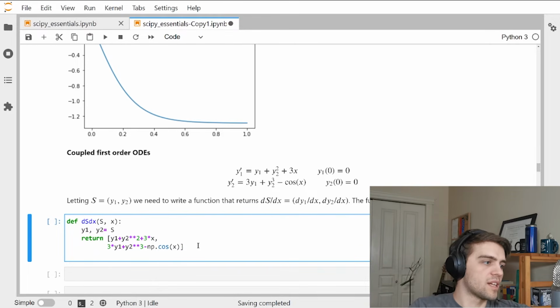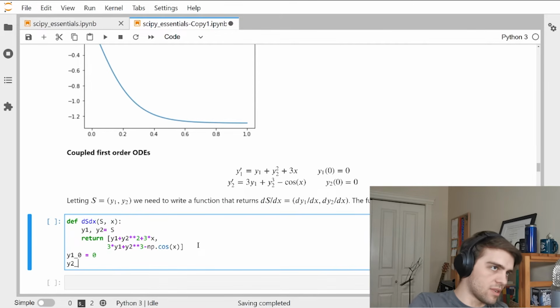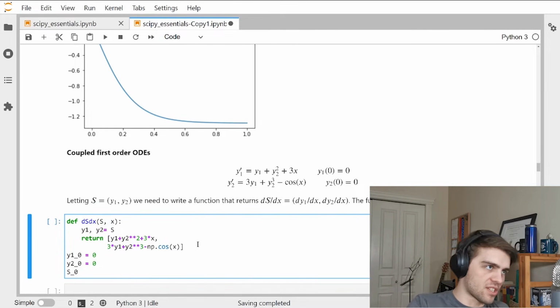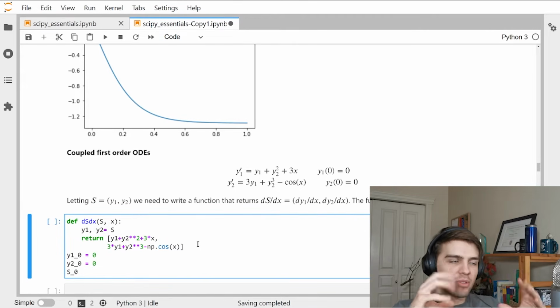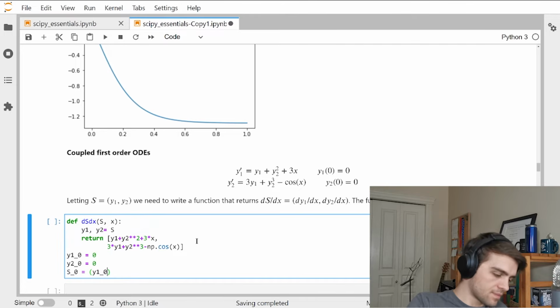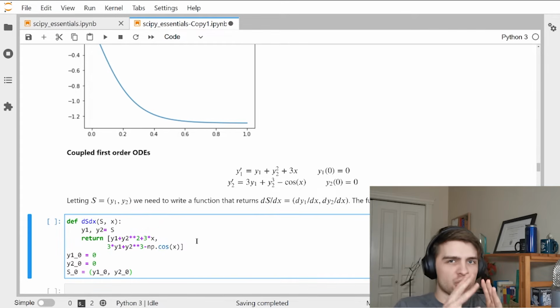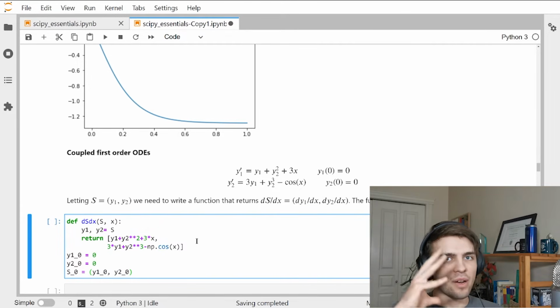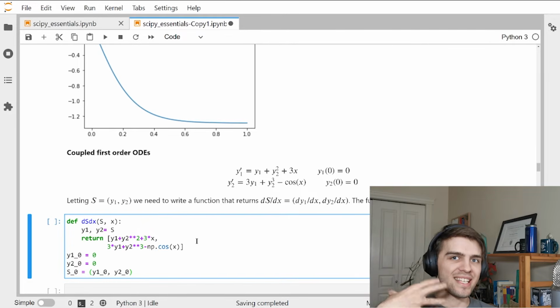So my initial conditions here are y1 naught is equal to 0 and y2 naught is equal to 0. And I'll put this inside my vector s, because s contains all the information about the coupled system. So s naught is equal to y1 naught, y2 naught. Again, this is just good practice for writing down everything in a way that organizes it and makes it easier to go forward with the coding.